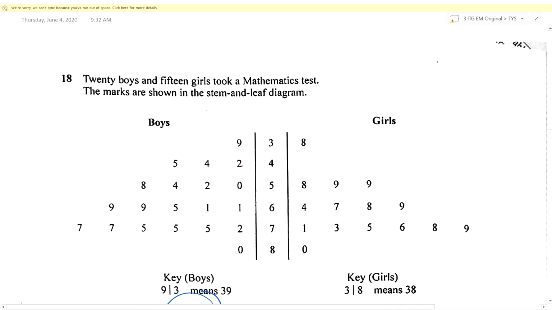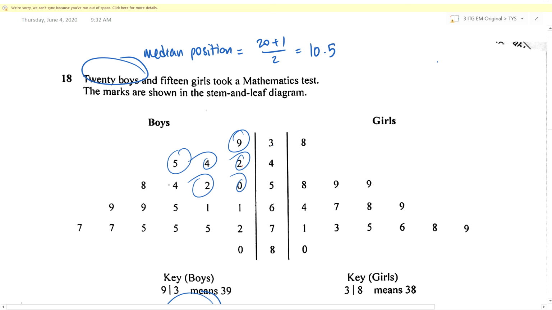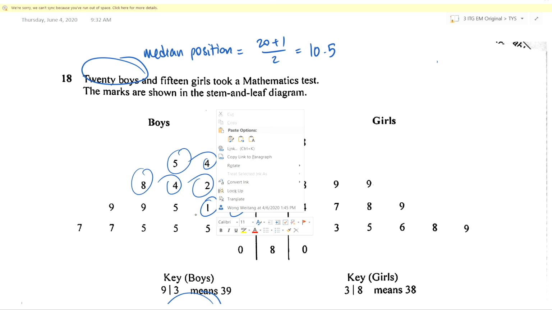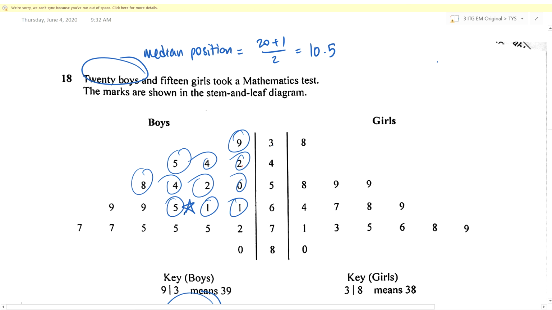There are 20 boys. Median position is 20 plus 1 over 2, which is 10.5. We are going to find the 10.5 position. Starting from the lowest, 1, 2, 3, 4, 5, 6, 7, 8, 9, 10. This is the 10th position. This is the 11th position. So I am interested in this value. The star value between 61 and 65 is 63.